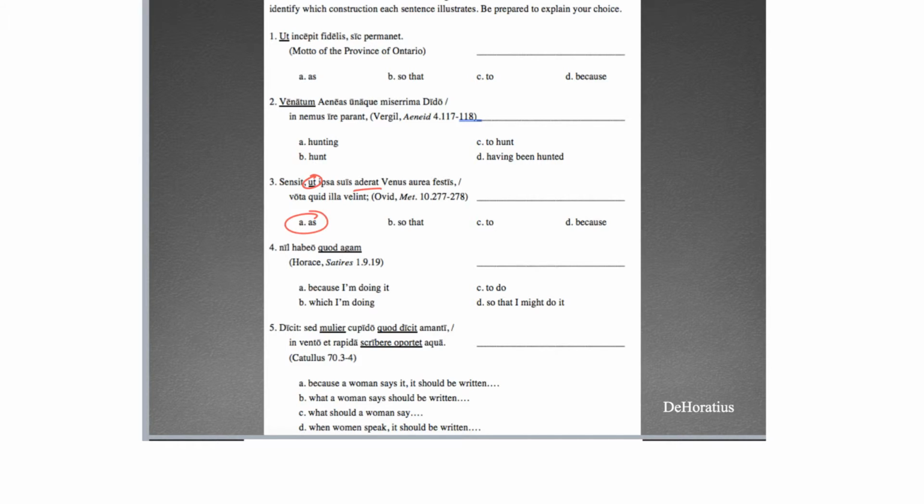All right. So, sed mulier, but, sed mulier cupido quod dicit amanti. But what, quod, actually let me get the little guy here. All right, but what a woman says to her desirous lover, all right, should be written in the wind and the rapid water. All right.